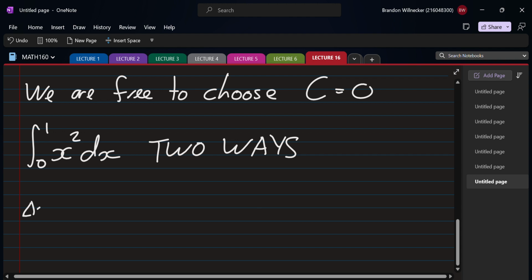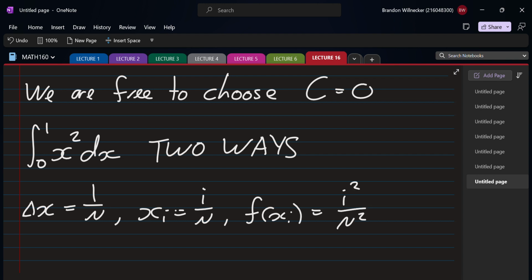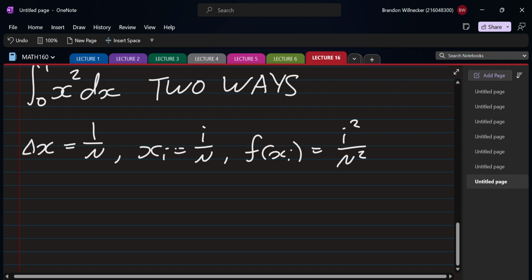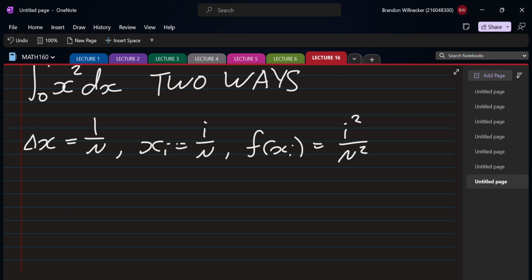Okay, so first way, limit of a Riemann sum. Delta x is going to be 1 over n. Xi is going to be i over n. And f of xi is going to be i squared over n squared. If you do need me to slow down to go over this from previous work, please just let me know. I'll slow down, but this should be quite easy to do.